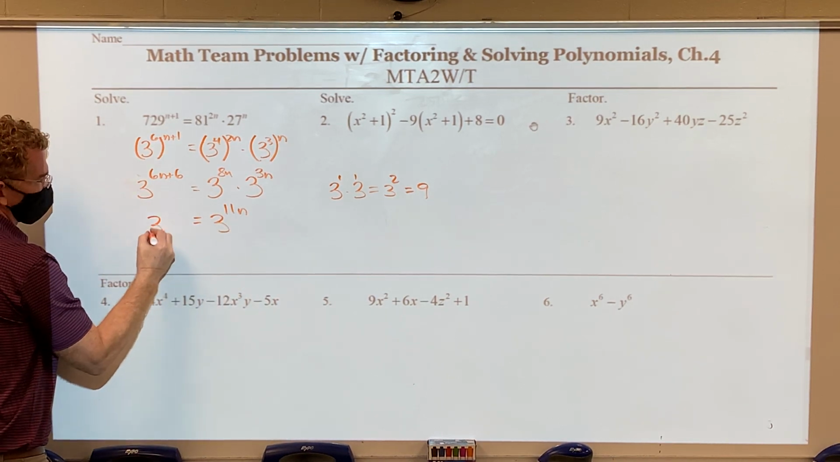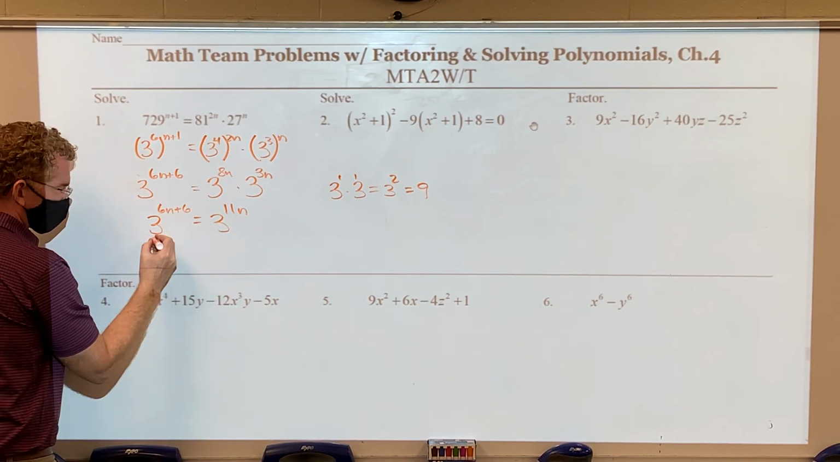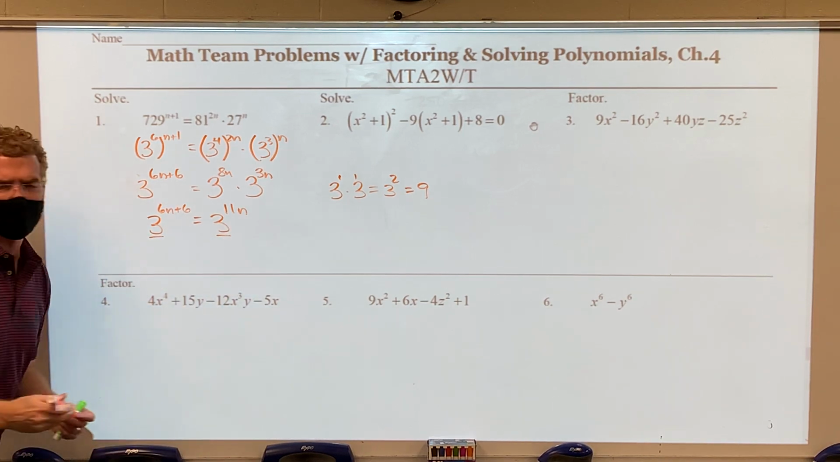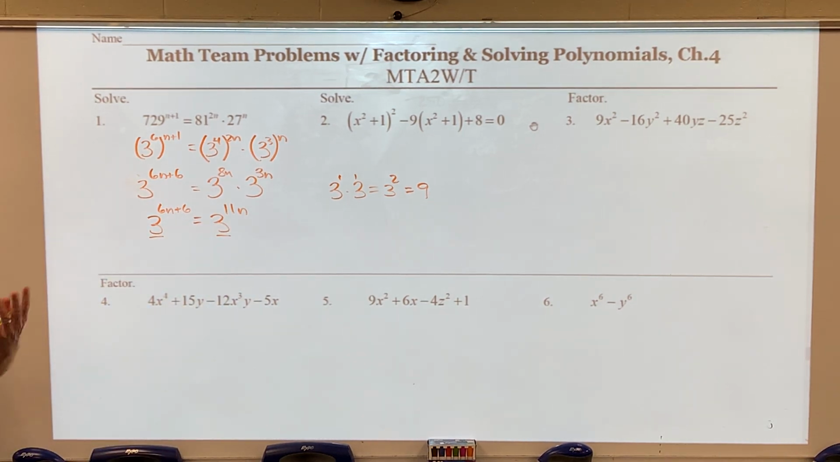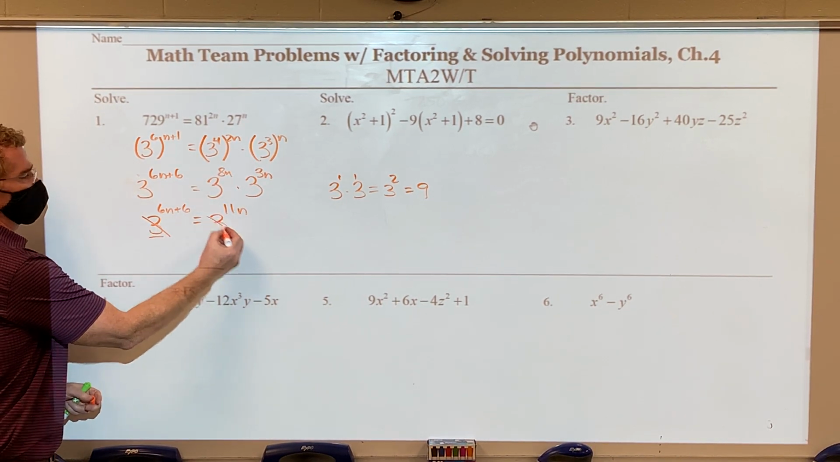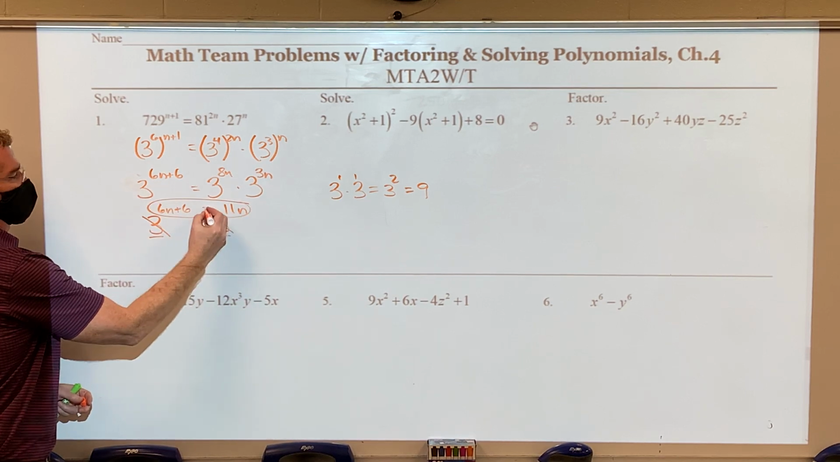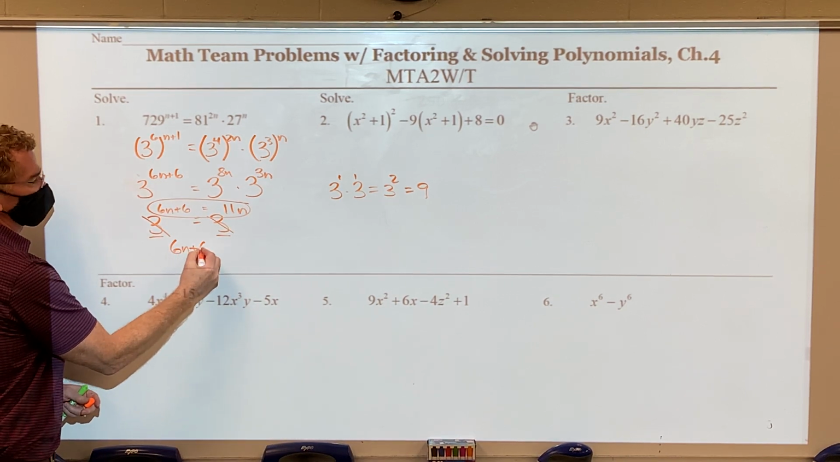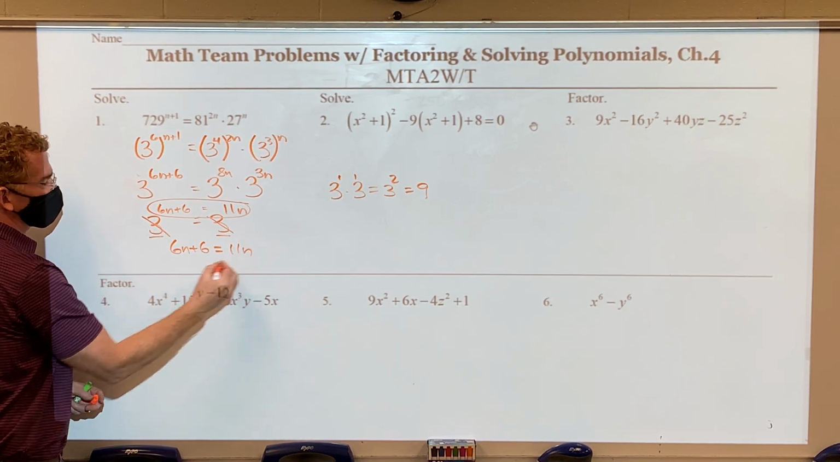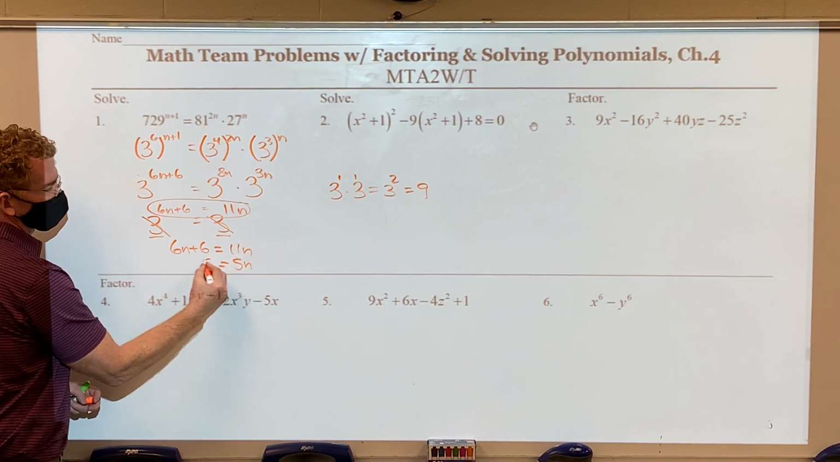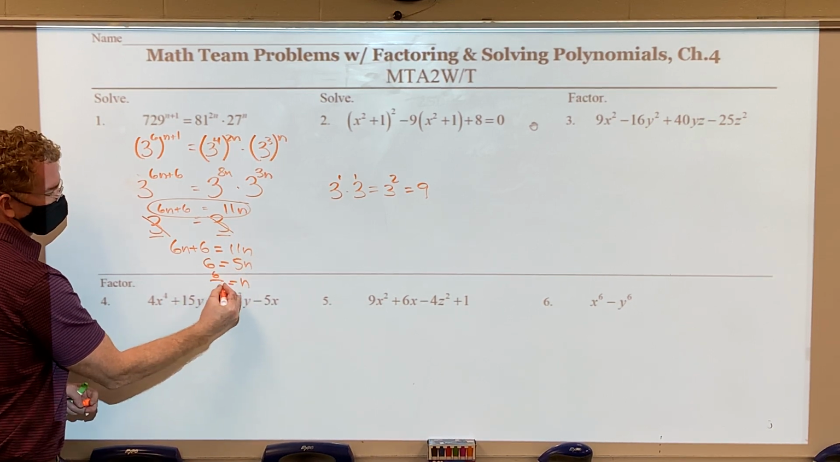Keep the base over here. And look, now that I get it down to one base on either side, this property called the one-to-one property is in place. I can now just basically ignore the 3's, because if the 3's are the same, then the powers must be equal. So you just solve 6n plus 6 equals 11n. You get 5n equals 6, or n is 6/5.